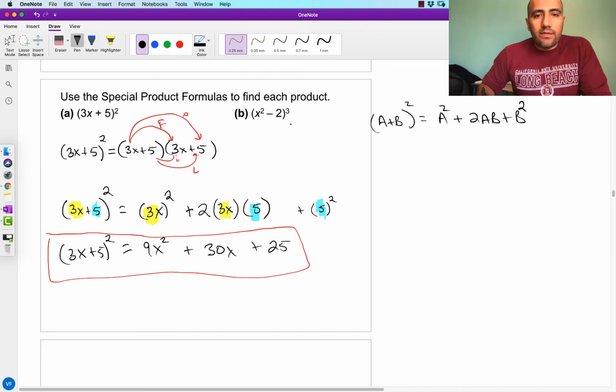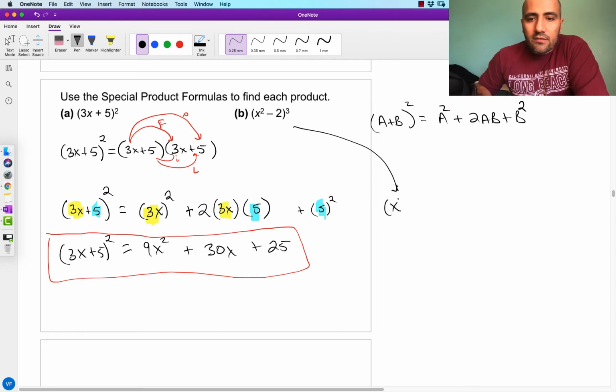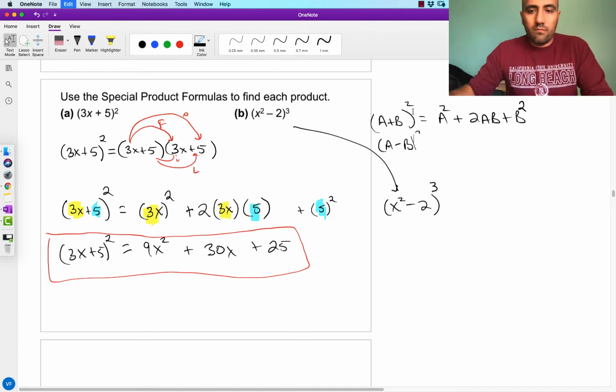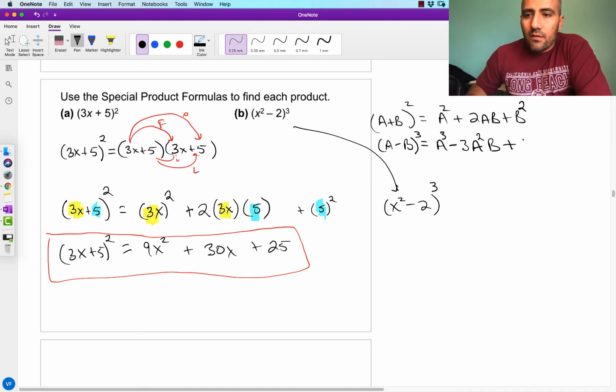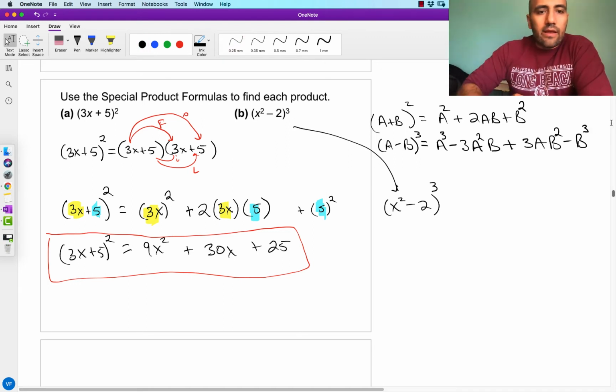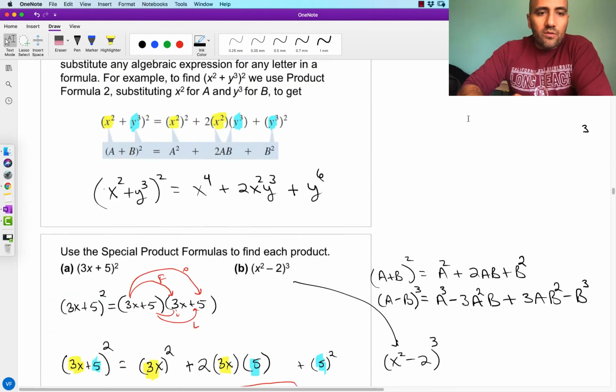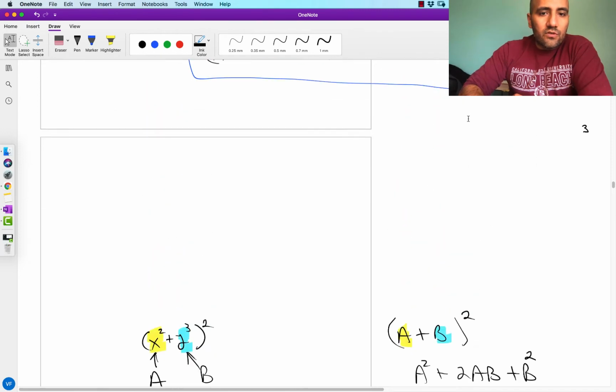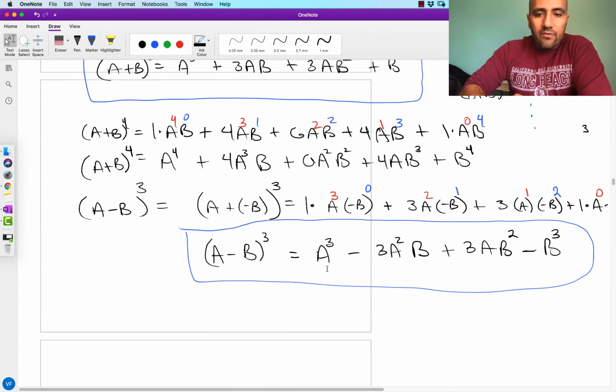Okay, so then the other one is this one. We have, put it over here, x squared minus 2 cubed. And again, from our pattern, from our table above, we know that a minus b cubed equals the following. So you can either have that memorized, or you can derive it like I did a little bit ago, or if you have a nice table somewhere, then you can just get it from there, right? So I'm just simply looking at this pattern right here. A cubed minus 3a squared b plus 3ab squared minus b cubed.